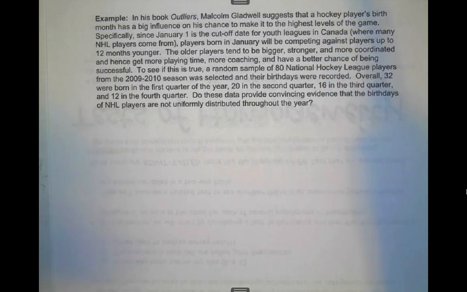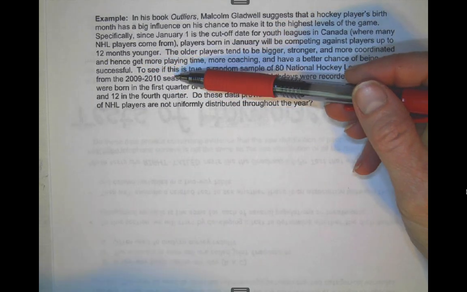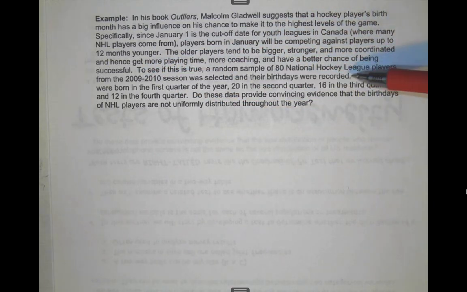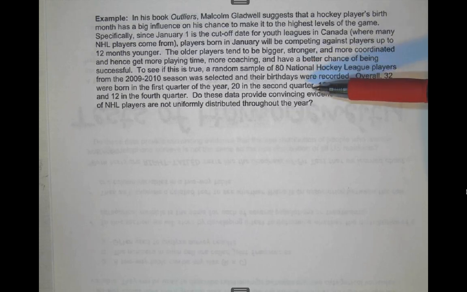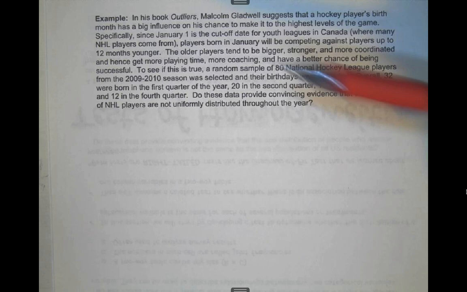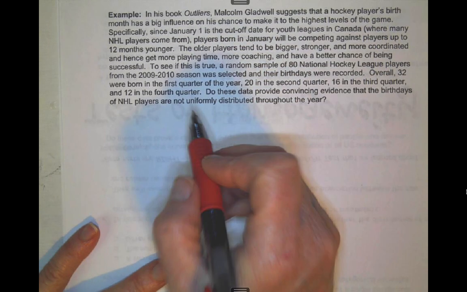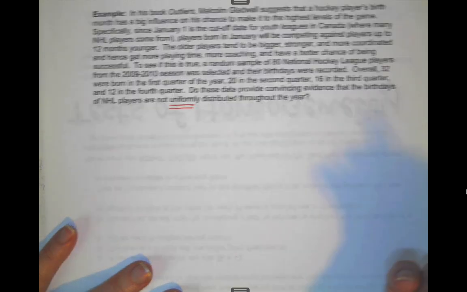To see if this is true, a random sample of 80 National Hockey League players from the 2009 to 2010 season was selected and their birthdays were recorded. Overall, 32 were born in the first quarter of the year, 20 in the second quarter, 16 in the third quarter, and 12 in the fourth quarter. Do these data provide convincing evidence that the birthdays of NHL players are not uniformly distributed throughout the year? Uniformly means that they are all equal to each other, okay?